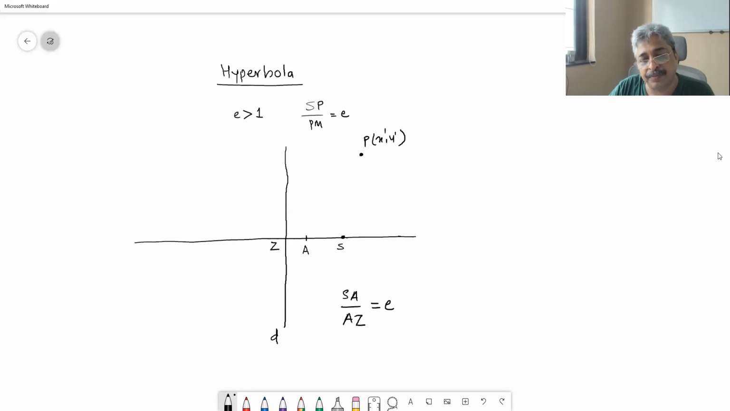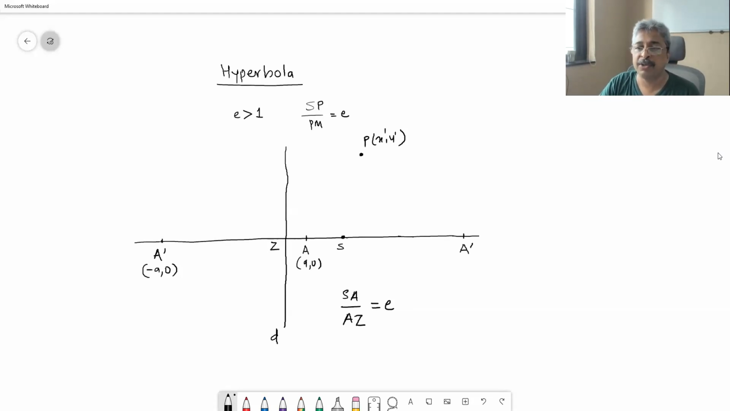And the other point that you will have, SA upon AZ is E, and another point somewhere here, which is eventually A dash. We will replace A and A dash after we get the final. So S A dash upon A dash Z is greater than 1, therefore there will be one more point A dash. We call A as (a, 0) and A dash as (-a, 0). Find coordinates of S and Z.